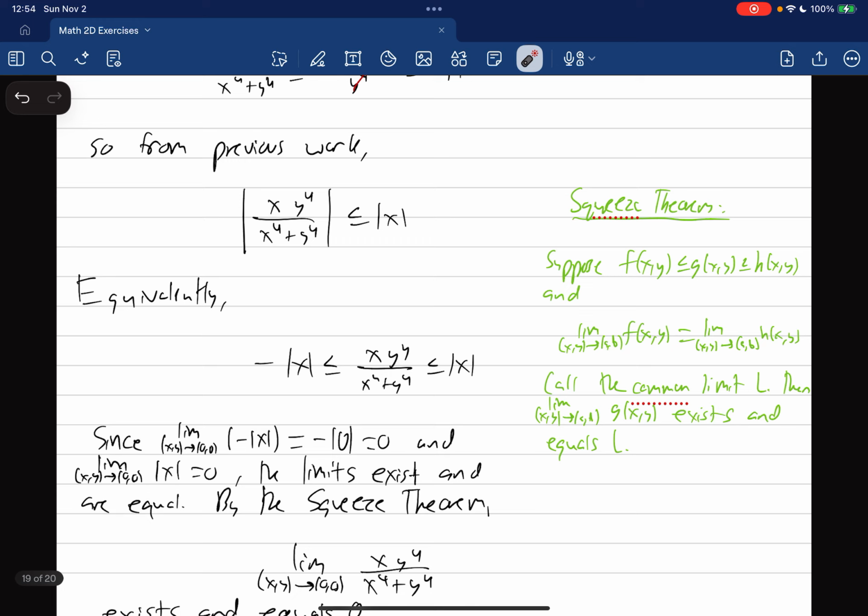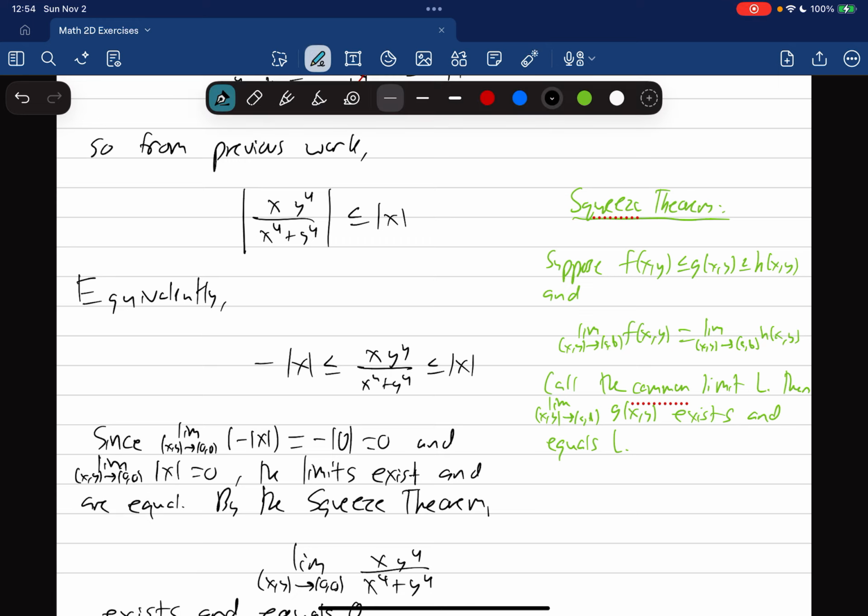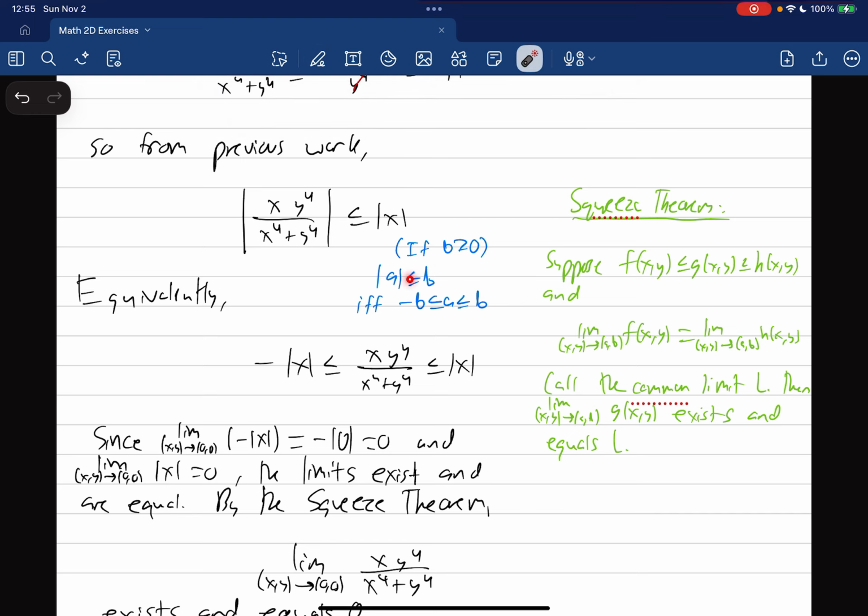Once we have this inequality, we just rewrite it by getting rid of this absolute value. So for your notes, what I'm using here is that we have this inequality if and only if negative b is less than or equal to a is less than or equal to b, assuming, of course, that b is at least 0. Otherwise, this inequality actually doesn't have any solutions.